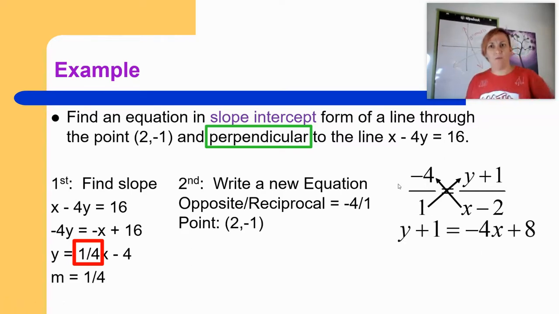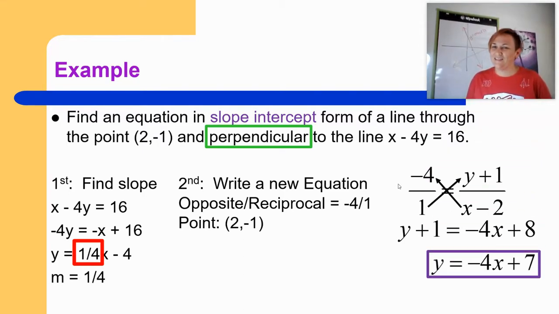And then on this one, I'm almost done. I'm going to subtract my 1 on both sides. And this is my final answer. This is an equation in slope-intercept form that is perpendicular to this equation. They have opposite and reciprocal slopes.